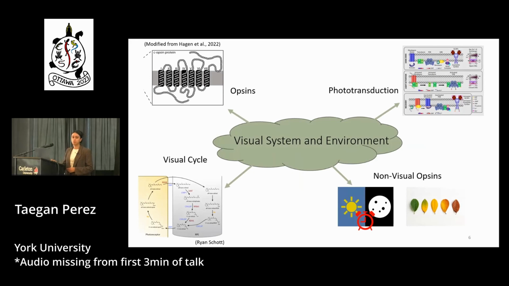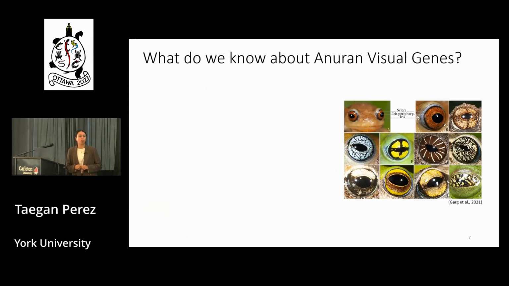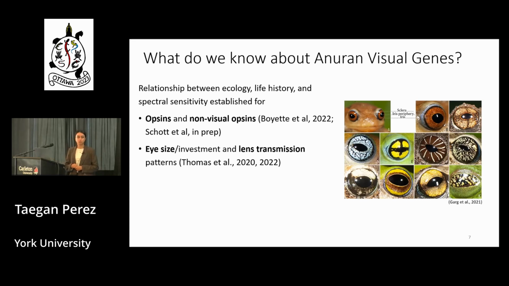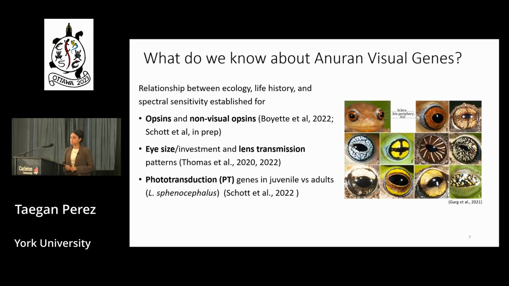Okay, so in anurans, what our group and our collaborators have been working on is looking at these different aspects of the visual system and that relationship to the environment. And so we've been able to establish a relationship between ecology, life history, and spectral sensitivity in opsins and non-visual opsins, as well as in some more morphological components of vision like eye size and investment patterns and lens transmission. And we've also looked at phototransduction genes in a single species, specifically looking at the differences between juveniles and adults.